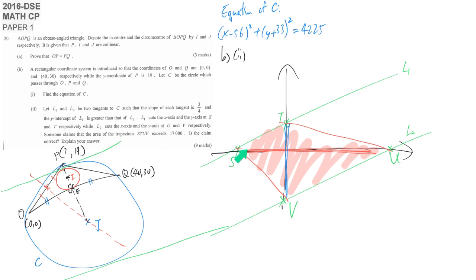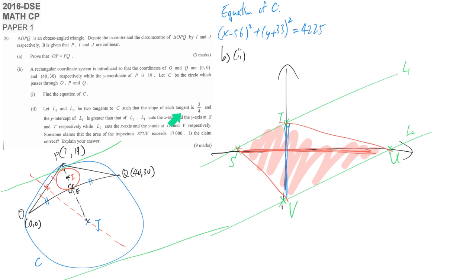So the method is to find out the positions of S and U so that we can find the base. We find out the positions of T and V, we can find the height. Then we can use the bases of the two triangles and the corresponding heights to find the area of this trapezium. That's our strategy.